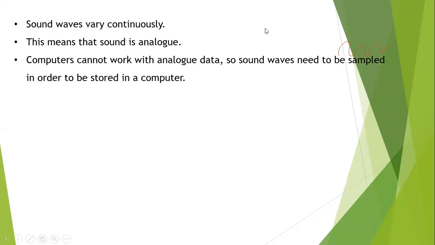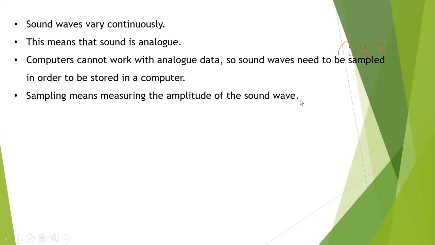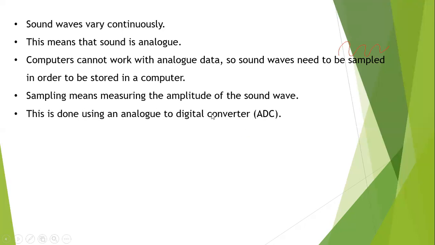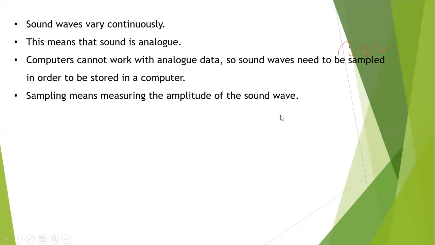Computers cannot work with analog data, so sound waves need to be sampled in order to be stored in a computer. Sampling means measuring the amplitude of a sound wave. Just remember, sampling means measuring the amplitude of a sound wave. This is done using an analog to digital converter, an ADC. There is an ADC in the sound card which converts our voice into digital form.